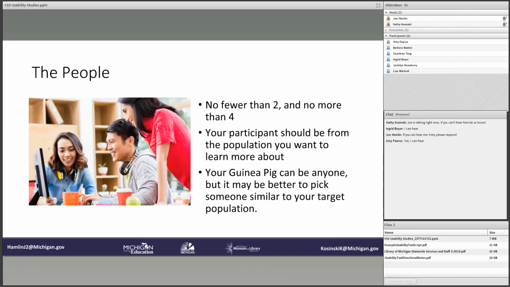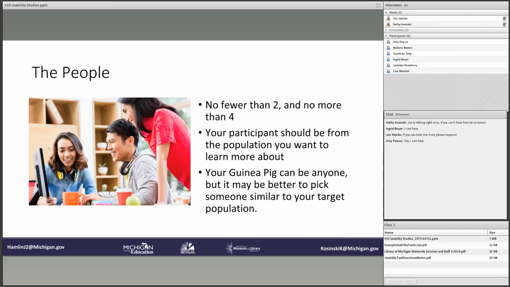And the participant that you get should be from the population you want to learn more about. It's not going to be helpful if you're trying to figure out how people with low digital literacy are able to work with those self-checkout machines and you get a teenager who works at Kroger managing the self-checkout machines. You need to get someone from the group you want to learn about. Otherwise it's not going to be helpful for you.